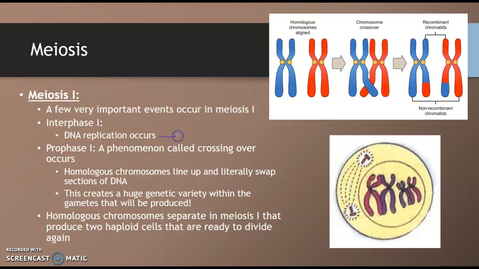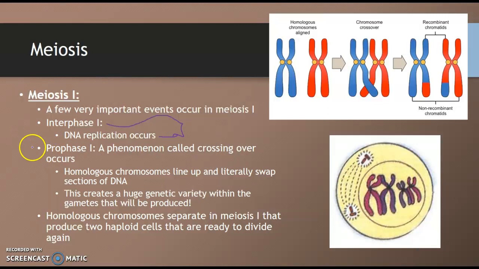First, in interphase 1, this is where you have your DNA replication. And it's important to know that replication only happens once. It doesn't happen again after meiosis 1. It only happens once, and that's because overall we want to reduce the number of chromosomes in the cell.